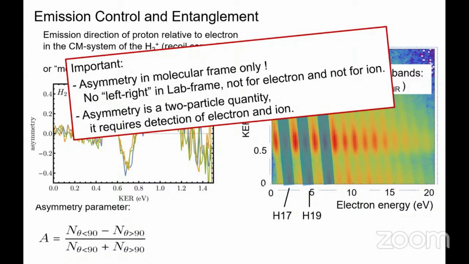And what is important now, this is an asymmetry not in the lab. If you would sit in the lab frame and look where the electron is going, left or right, it would be completely symmetric. Our fields are symmetric. The same for the proton. But if we ask in which direction is the electron going with respect to the proton, then we see the asymmetry. So it's a pure two-particle asymmetry. And you have to measure, in order to see it, the electron and the ion in coincidence.